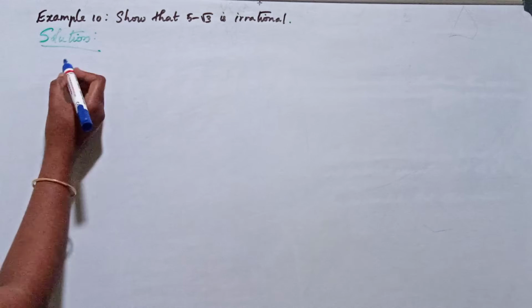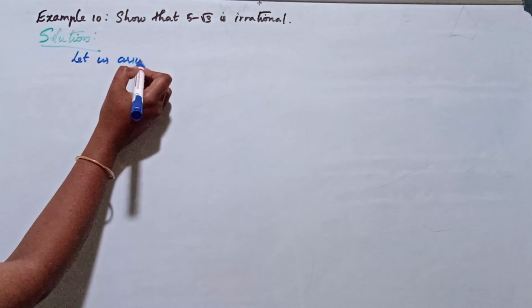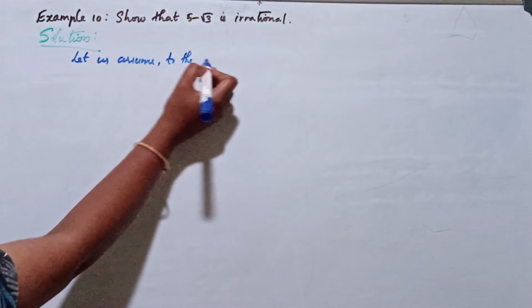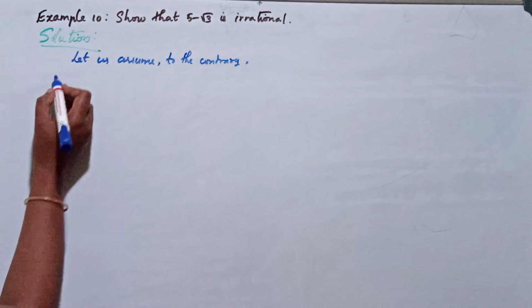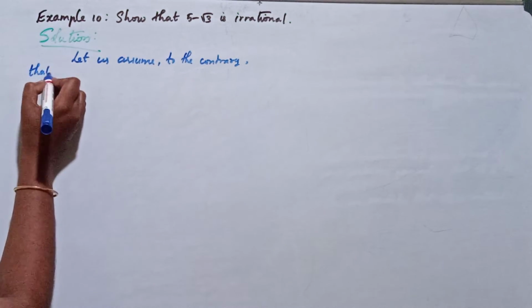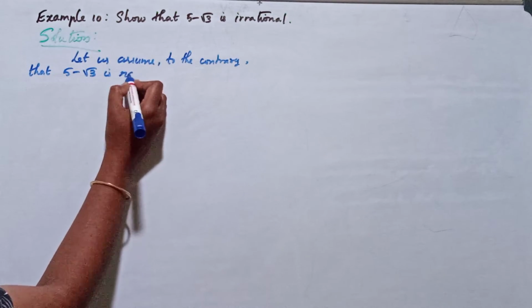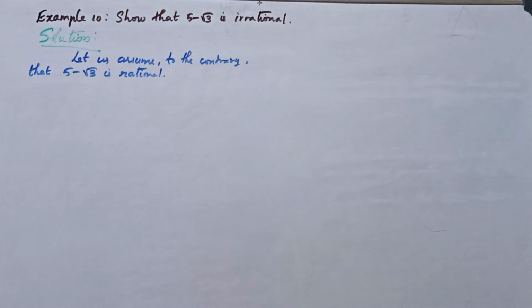We are going to take the contrary by saying that 5 minus square root of 3 is rational. Okay, so we are using proof by contradiction. So let us assume to the contrary that 5 minus root 3 is rational. Okay, we are taking it as a rational number.